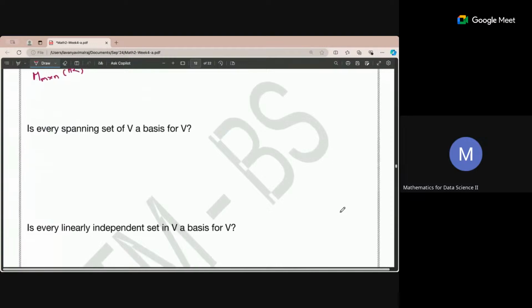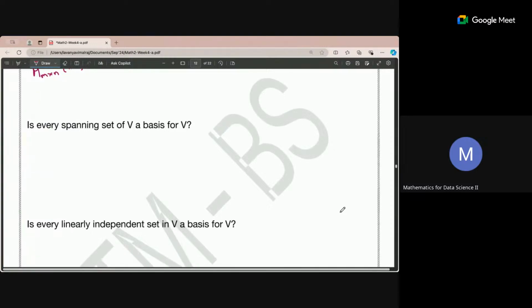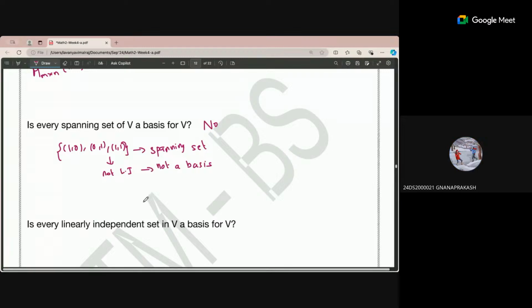Okay. So is every spanning set of V a basis for V? What's the answer? No, ma'am. No, right? So for example, if you take 1 0, 0 1, 1 1, this is a spanning set, but not a basis, right? Why is it not a basis? It is dependent, not linearly independent, so not a basis.